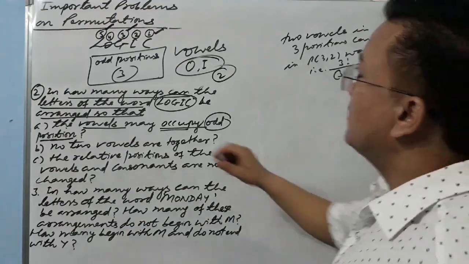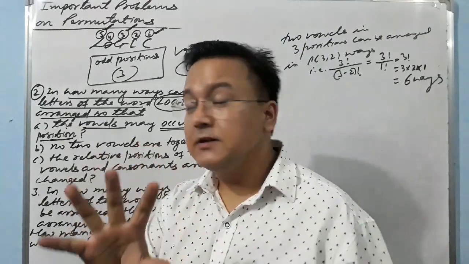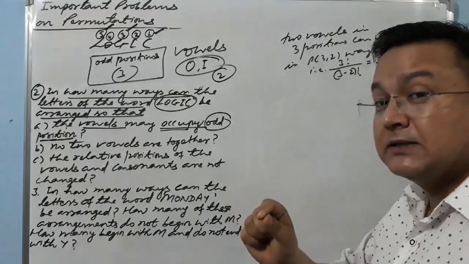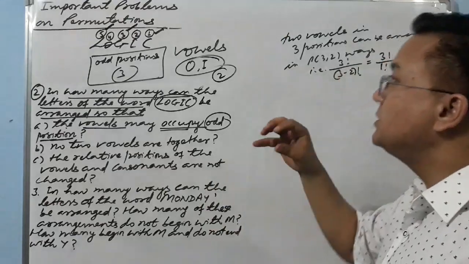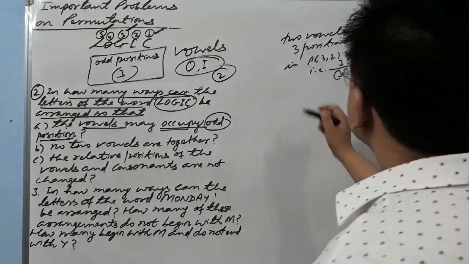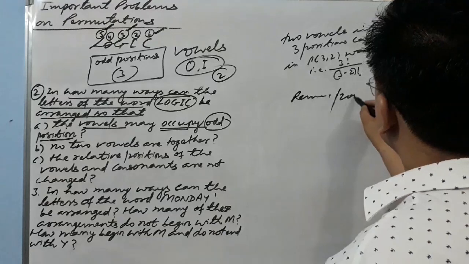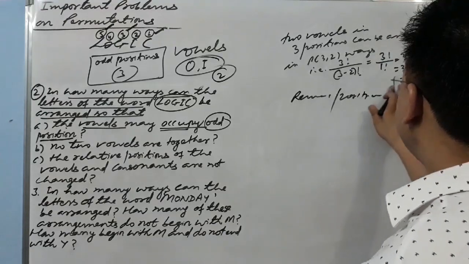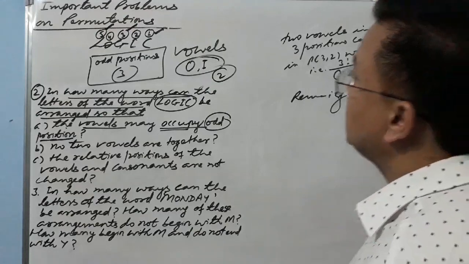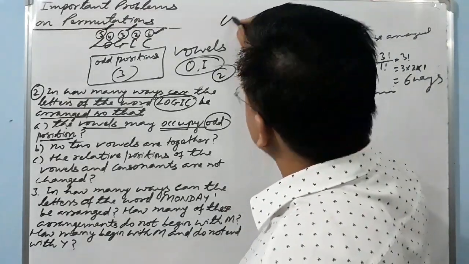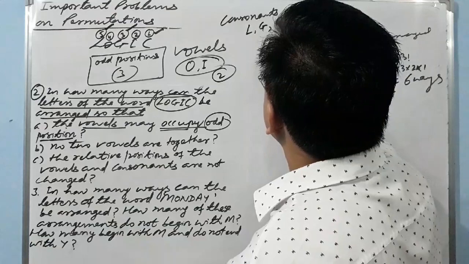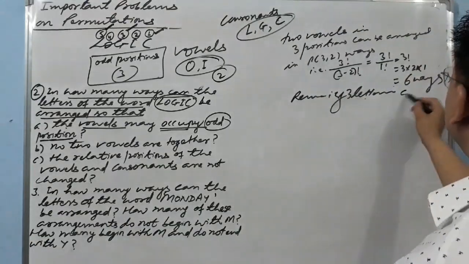Now look here. There are 1, 2, 3, 4, 5 positions, and 2 vowels and 3 consonants. The 2 vowels will occupy only 2 positions. Then the remaining positions will be occupied by the consonants. In how many ways? The remaining letters, the consonants: L, G and C. There are 3 consonants.